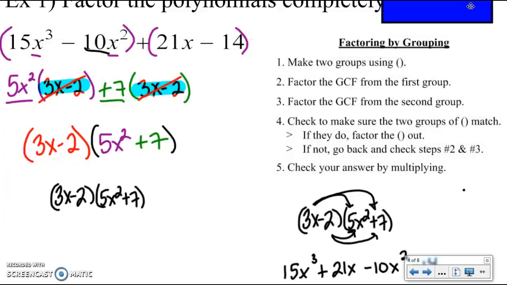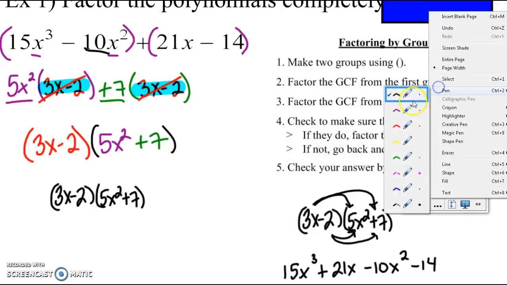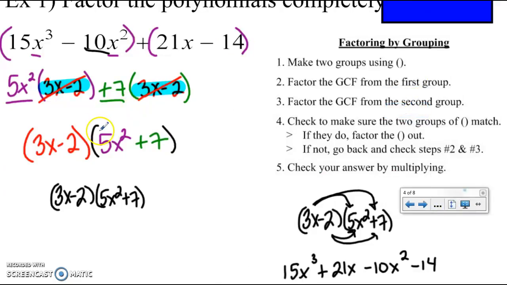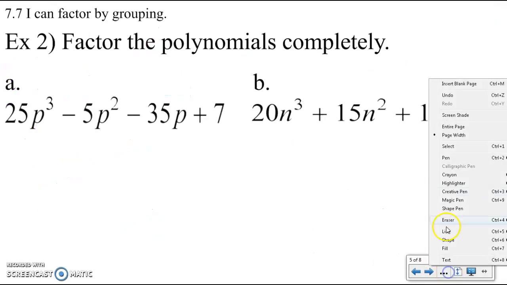So if I get rid of this, notice I had 15x to the third minus 10x squared plus 21x minus 14. Okay, so I'd say we're in pretty good shape here. Either this group or this group gives us our final answer in factored form. So let's go ahead and do two more together. I'm going to do these a little bit faster.